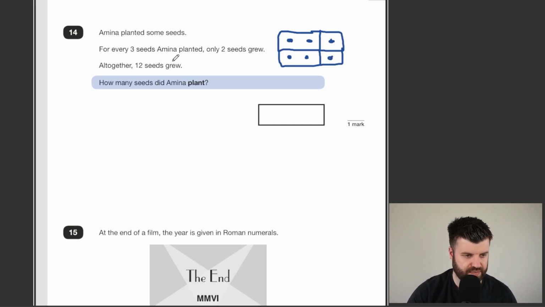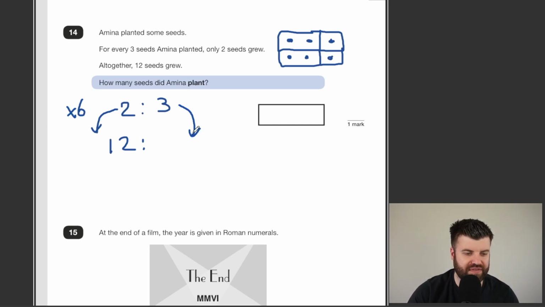Let's see what the question says. Altogether, 12 seeds grew. Wow. Okay. So how many seeds did she plant altogether? Well, if it's 2 grow for every 3 that we plant, if we have 12 seeds grow, how do we get from 2 to 12? Well, that's multiplying by 6.